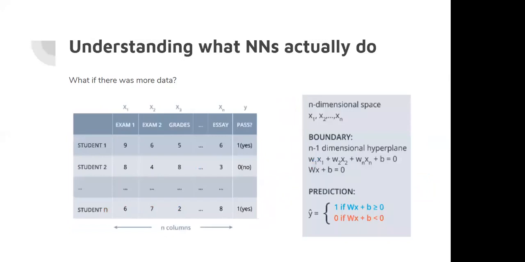So now we move forward. What if we had more data? We had x1 to xn, so many different parameters on the students. We are going to draw an n-1 dimensional hyperplane. Simple. That's what I'm talking about.